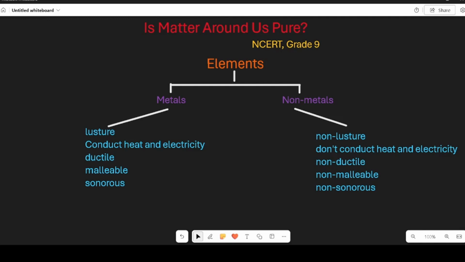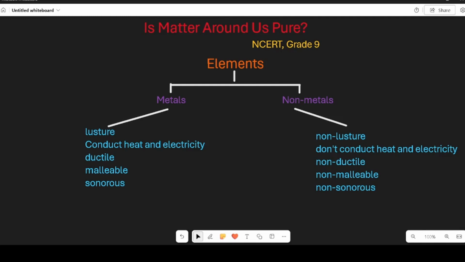So let's talk about metals. Metals are usually lustrous, which means that they are shiny. They conduct heat and electricity. They are ductile, which means they can be drawn into wires. They are malleable, which means that they can be hammered into thin sheets. And they are sonorous, which means that they make a ringing sound when they are hit.